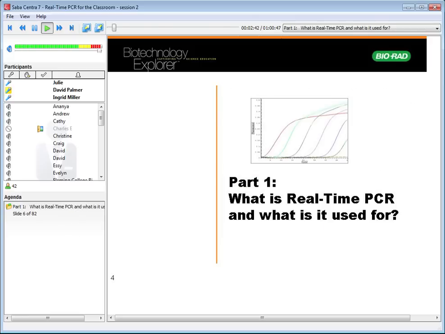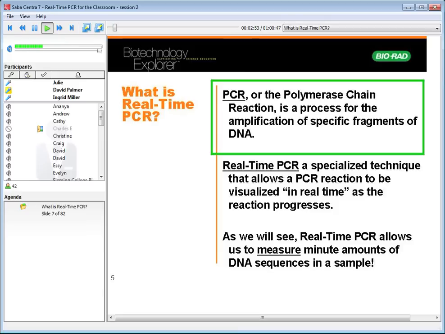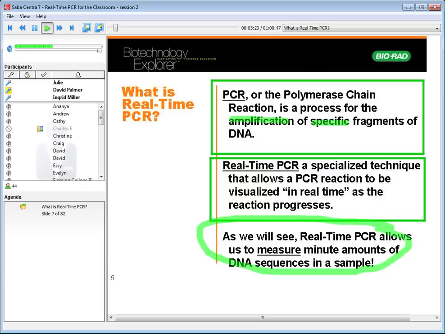So to start off with, what is real-time PCR and what is it used for? Well, many people here have taught PCR before, and we remember that PCR is the polymerase chain reaction. It's a process for the amplification of specific fragments of DNA. So amplification and specific are the two key components there. Real-time PCR is a specialized technique. It's part of regular PCR that allows a PCR reaction to be visualized in real time as the reaction progresses. So as we'll see, real-time PCR allows us to measure the minute amounts of DNA sequences in a sample.